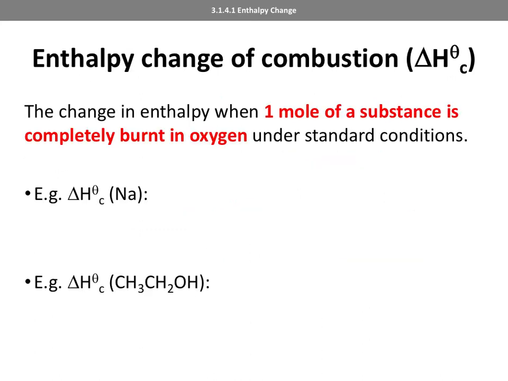The second definition that we need to know is the enthalpy change of combustion. So you can see that like enthalpy of formation, it's represented by ΔH to represent enthalpy. Naturally, it's under standard conditions, hence the superscript theta. And then to make it clear it's about combustion, we have that subscript C. So the definition for that enthalpy change is when 1 mole of a substance, so there's that 1 mole again, is completely burnt in oxygen.